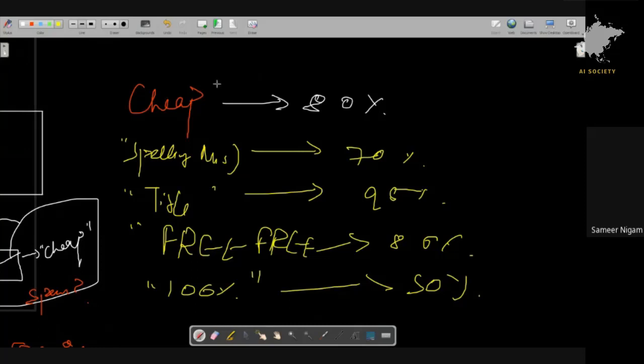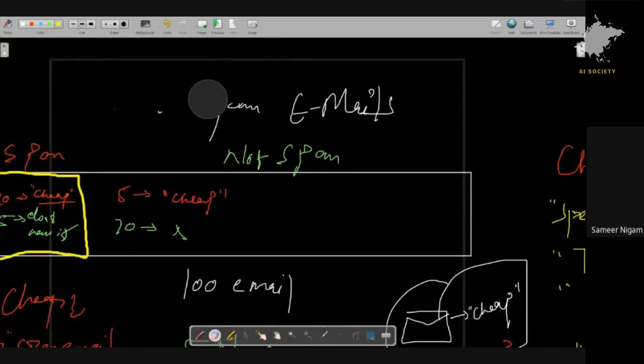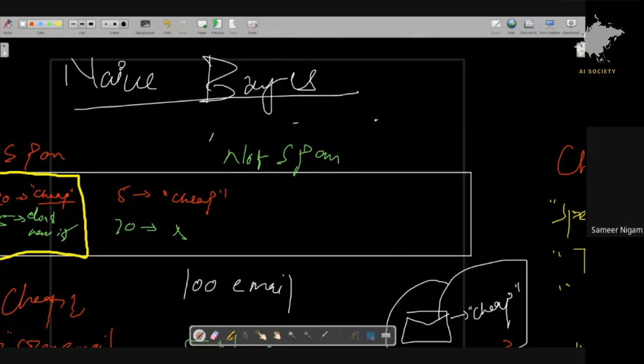So just like the example of "cheap", you're going to do it for multiple features of the spam email, and that is how you learn to predict for a new data point whether that email is going to be spam or not spam. Now the algorithm that I'm talking about is called the naive Bayes algorithm.